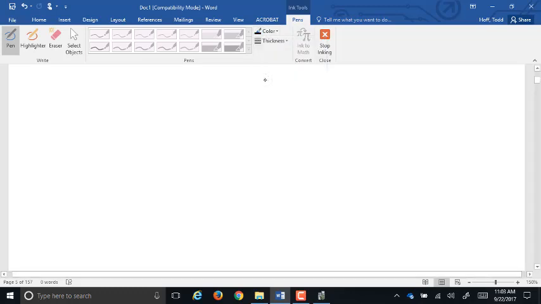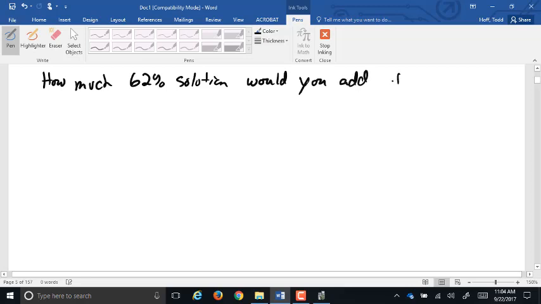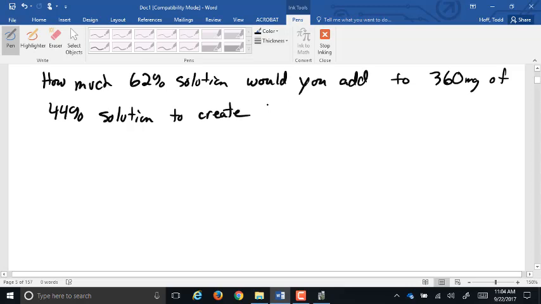How's that? Let's try one more example at least. Let's do one that'll actually work. How much 62% solution would you add to 360 milligrams of 44% solution to create, let's go 48% solution.